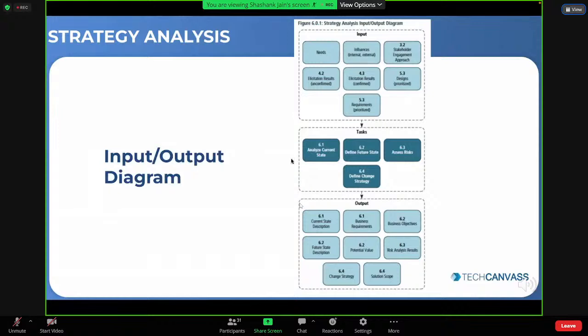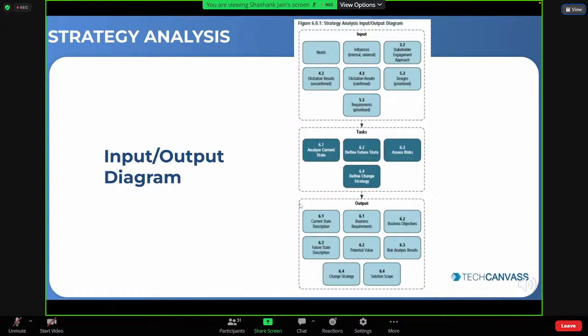Once a task is completed, once you have analyzed the current state, you will come up with some output. You can understand that from here: 6.1. There are 2 outputs from the first task, the current state description and the business requirements. Once you have analyzed the current state, taking needs and elicitation results as input, you come up with the current state description and the business requirements. Current state description means what the enterprise capabilities are, what resources an organization has, what culture is followed in that organization, whether there are any external influences, and what significant relationships exist between different elements of that business.